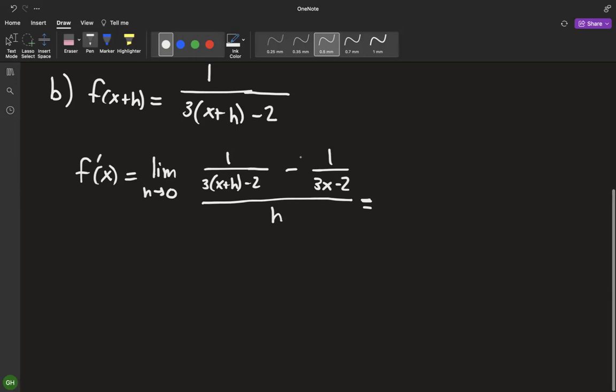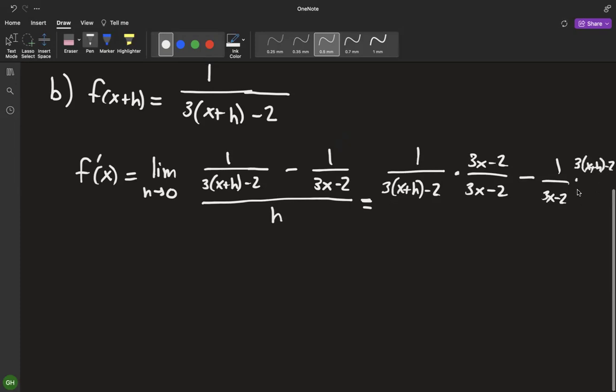So I'm just going to multiply the first fraction by the bottom of the second, and then I'm going to multiply the second fraction by the bottom of the first. So that's going to leave me with 1 over 3 x plus h minus 2 times 3x minus 2 over 3x minus 2, minus 1 over 3x minus 2 times 3x plus h minus 2 over 3x plus h minus 2.